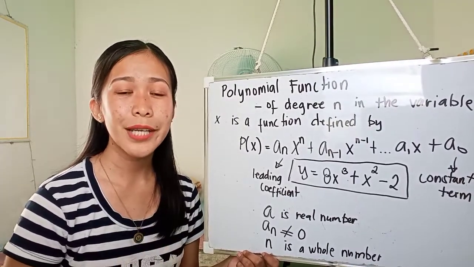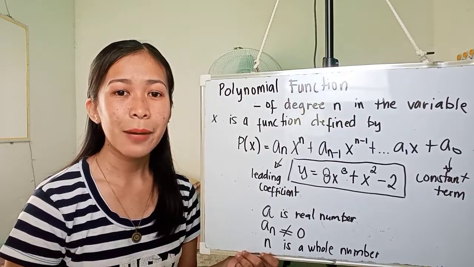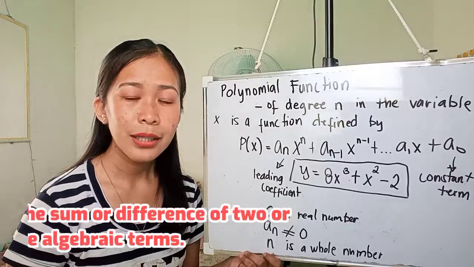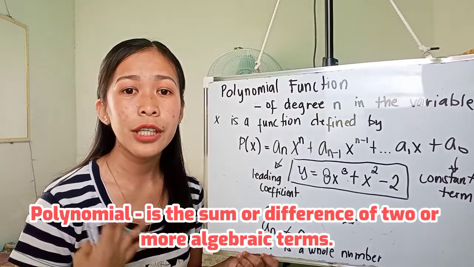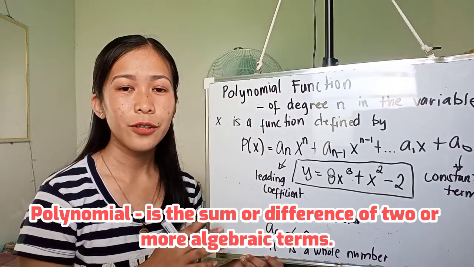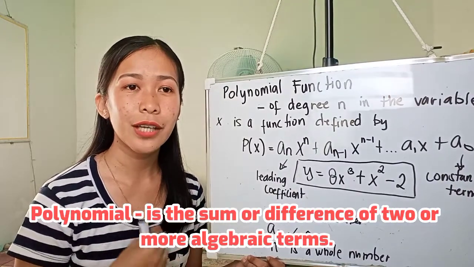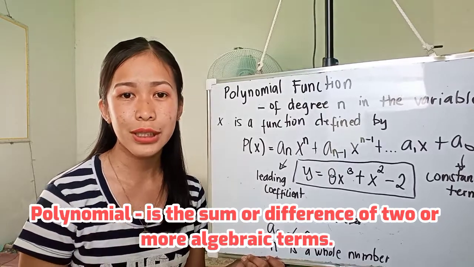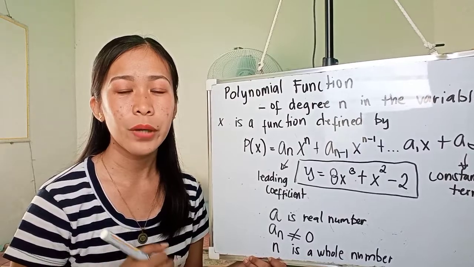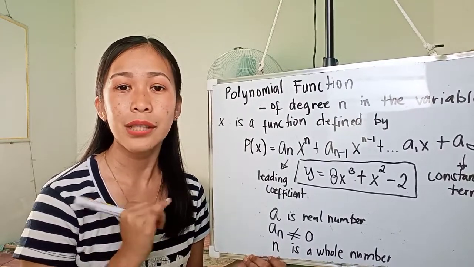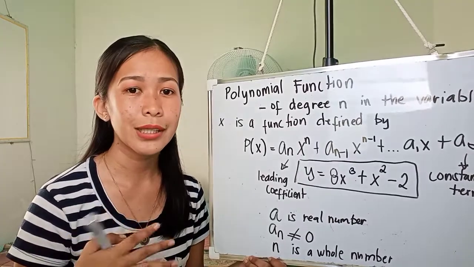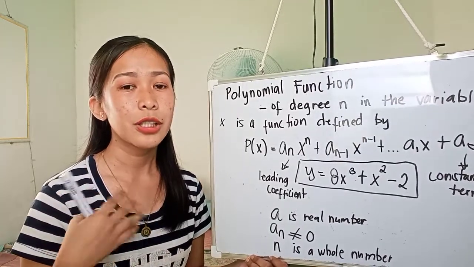And ano ba kapag sinabi nating polynomial? So, dapat alam din natin ang ibig sabihin nito, no? So, when we say polynomial, it is the sum or difference of any algebraic expression. Okay, so definitely you are already a grade 10 student, so therefore you have a better understanding of an algebraic expression. No? When we say algebraic expression, ito yung mga pinagsama-samang numbers, variables, mga coefficients, exponents, ayan. Yan yung sinasabi nating algebraic expression.